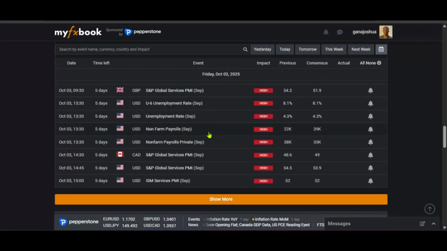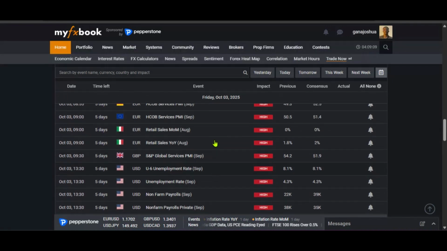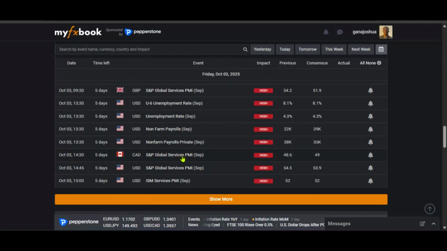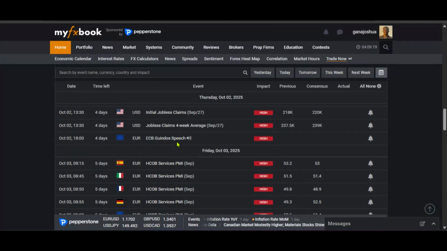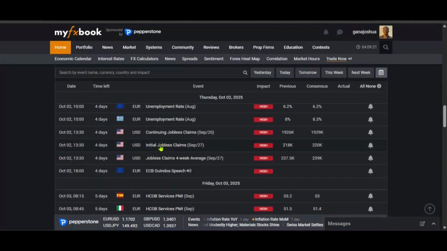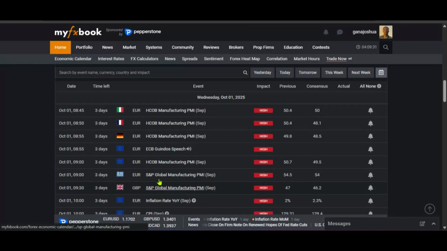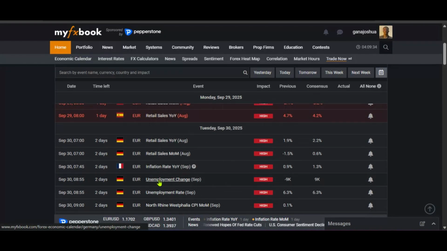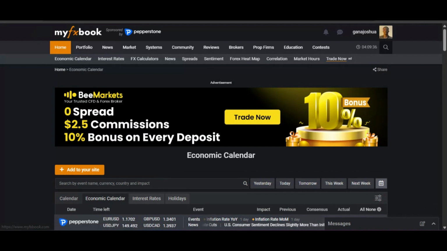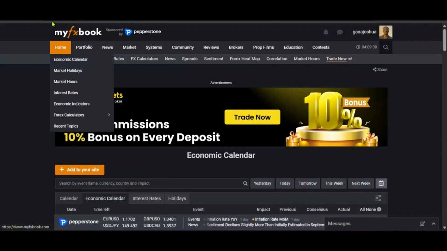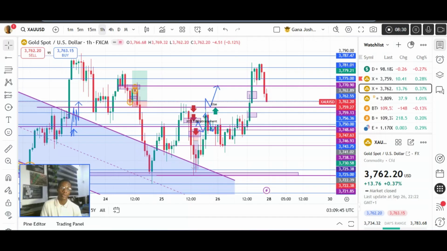Then, hey, there's NFP this Friday. Wow. So we have NFP coming this Friday. So I think Thursday and Friday are going to be volatile days in the market. Even CPI. Oh, it's not USD. So I think Thursday, Friday are days to look out for volatility in the market. Okay, so we are already aware of that.